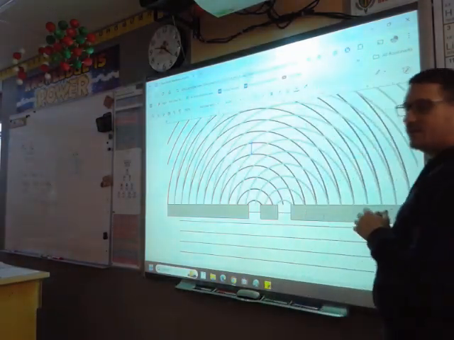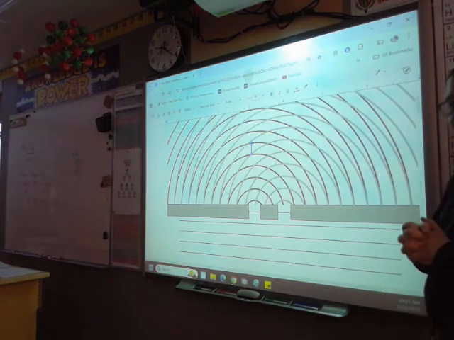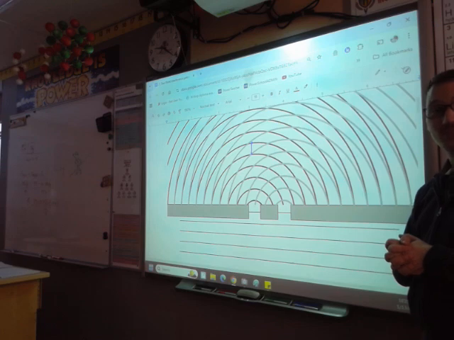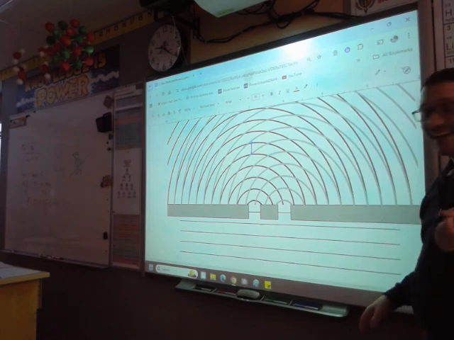Okay, so what's the big difference? What's changed between these two things? It's the distance between what? What do you mean points?